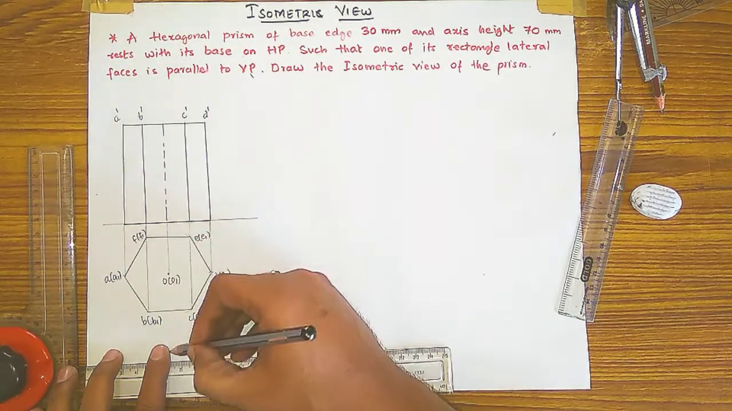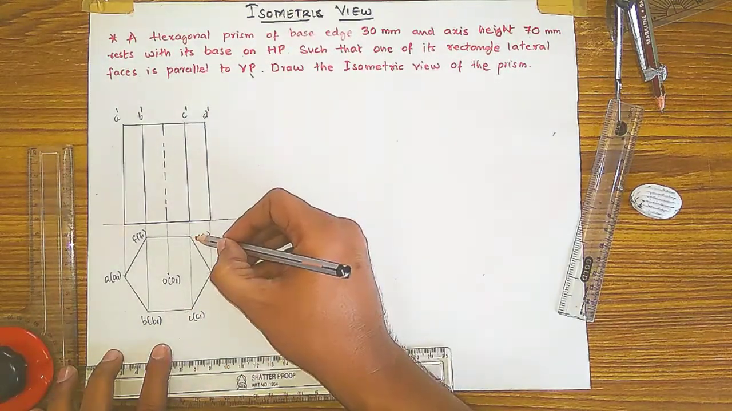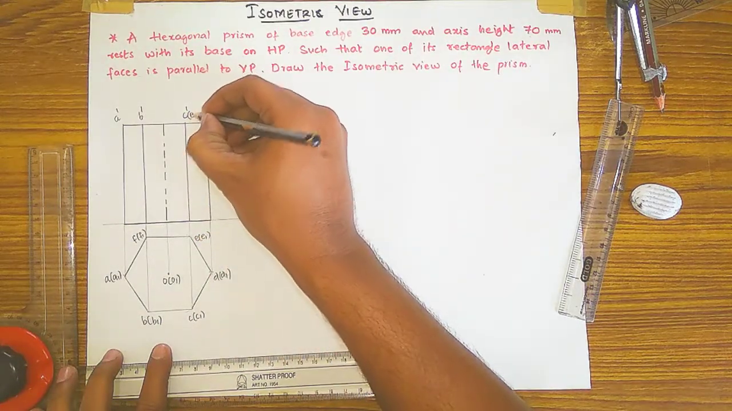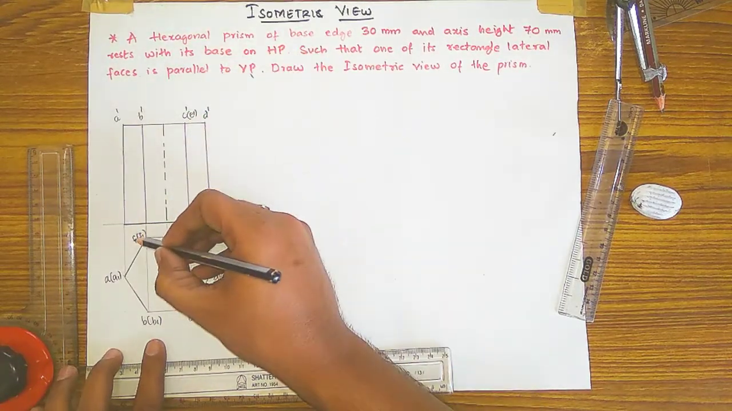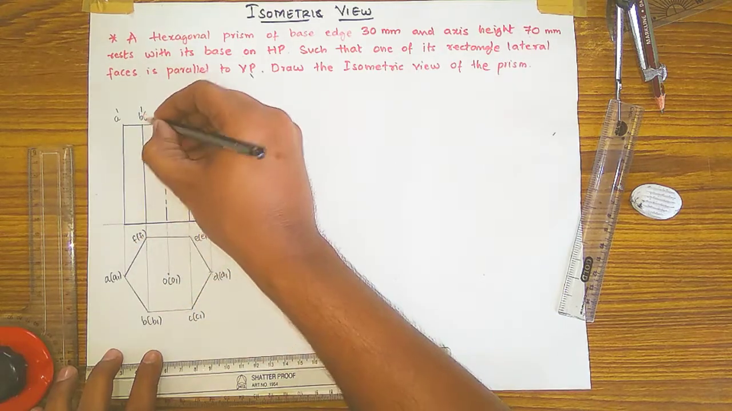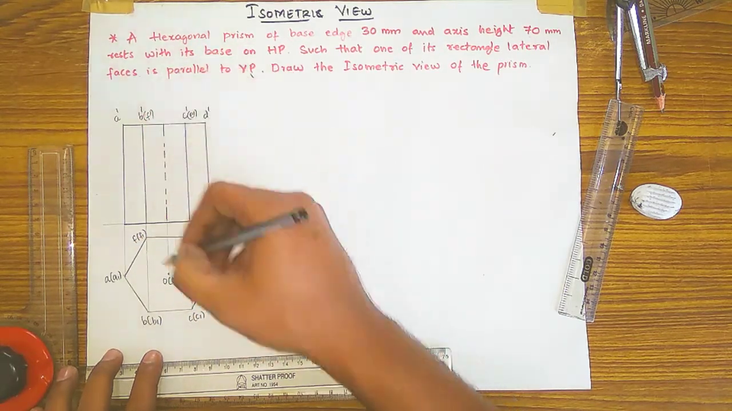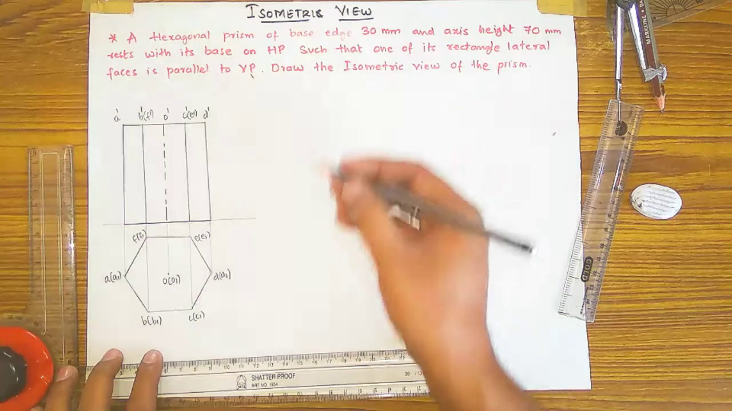And E is not visible, it is backside. So for the E invisibility, you have to write it as in bracket E dash. And F is also not visible. So for the invisibility, you have to write in brackets. And for the O, only O dash you write.